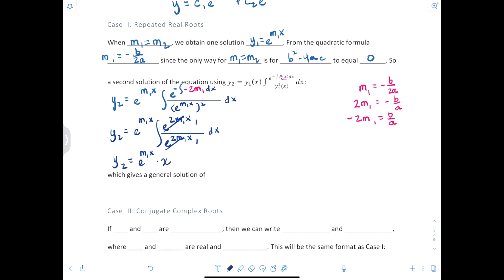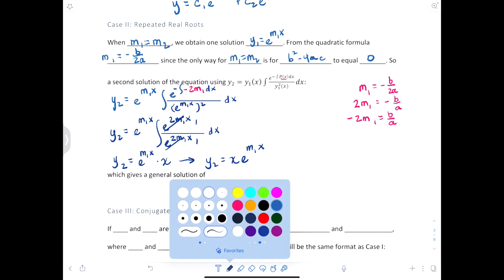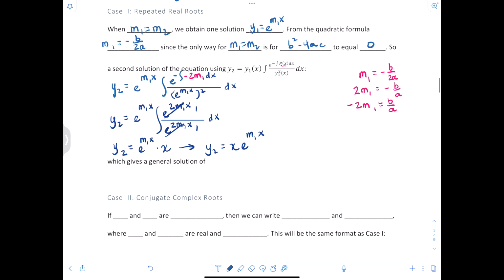So that, of course, is equivalent to y2 equals x times e to the m1 times x. And so it's really kind of a beautiful thing. You'll love this. The general solution is just e to the m1 x, which was our y1, and we have our first constant with that, c1, and then plus c2 times x times e to the m1 times x. Isn't that amazing?